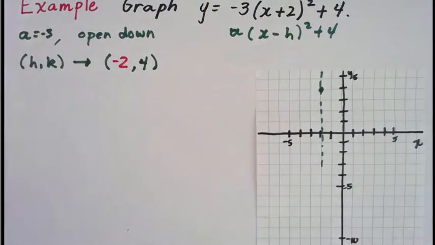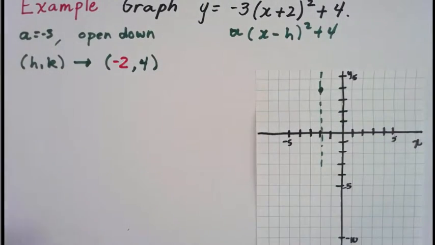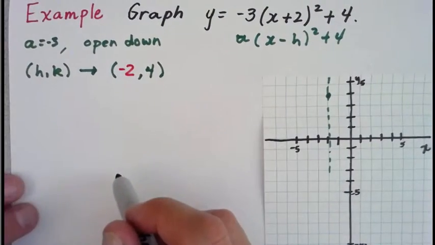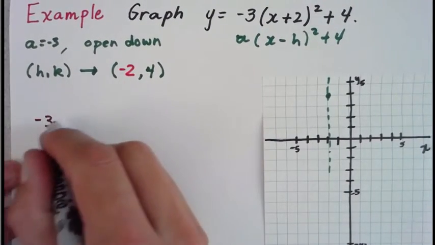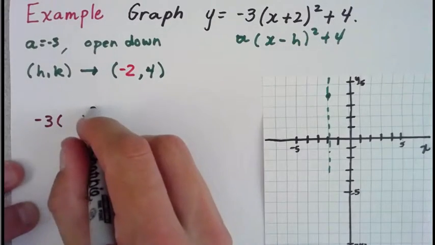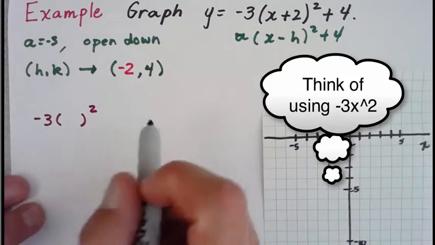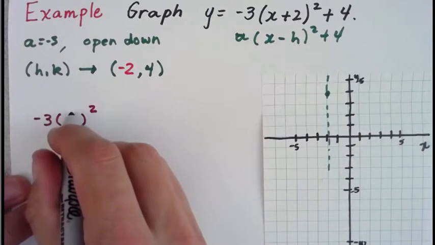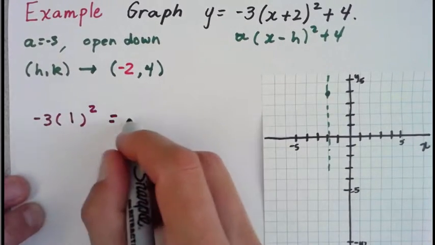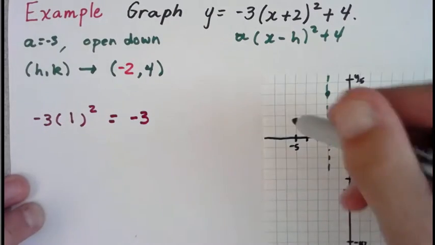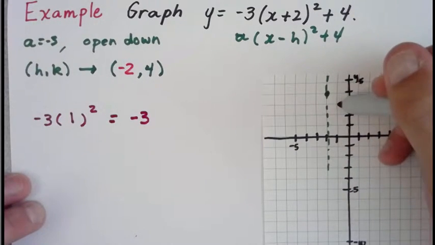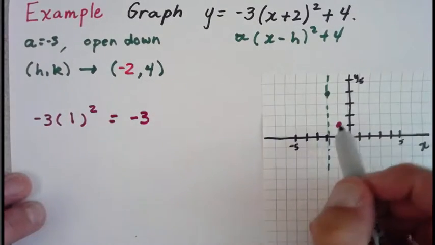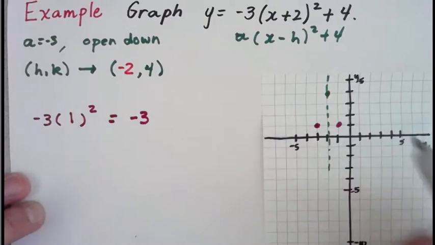So we look at finding two other points, and I'm actually going to look at this value of a, just like I did in the standard form video. I'm going to think of negative 3 times some number squared. Now what happens if I went 1 to the right of that? Well, I'm going to plug in 1, and notice I get negative 3. So that means if I go 1 to the right, I go 1, 2, 3 down. And then I get the same thing on the other side right here.